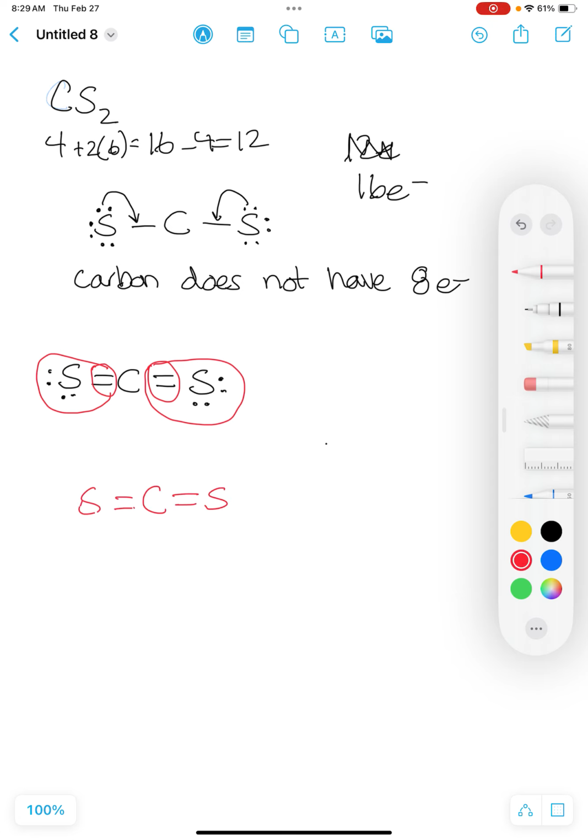So this molecule now is carbon in the middle, 2 double bonds to sulfur. This molecule is linear, because it only has 2 double bonds and no lone pairs on the central atom. And this molecule is going to be nonpolar. Each of these bonds is polar. Sulfur pulls the electrons more tightly, but they cancel each other out, and the overall molecule is nonpolar.